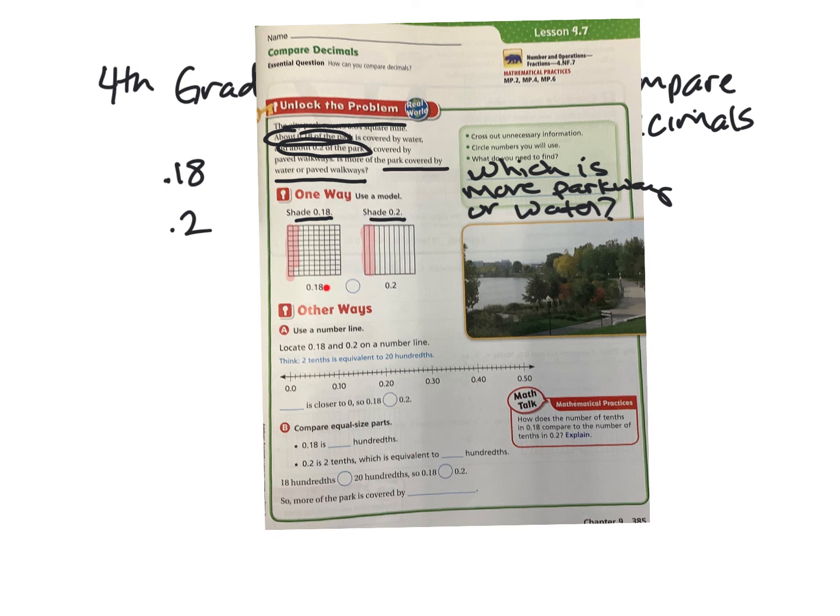Even though our brains are saying, wait, 18's more than 2. But this is 18 hundredths, cut into 100 pieces. Those are tiny pieces, and 2/10. So 2/10 is greater than 18 hundredths.